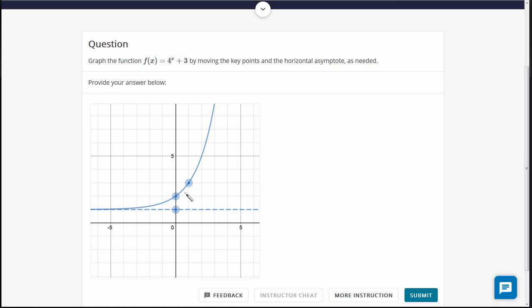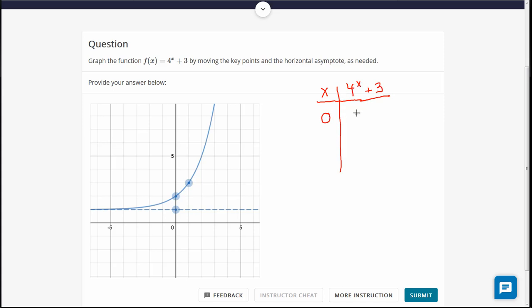This is a fun one because I don't actually have to do much. I just have to move some points around so that I can make the graph. I think the easiest thing is to plot a couple of points. You might say, oh my gosh, that takes forever, but not really. Since all I have to do is drag some points around, this is going to be pretty fast. So let's try plugging in x equal to 0.